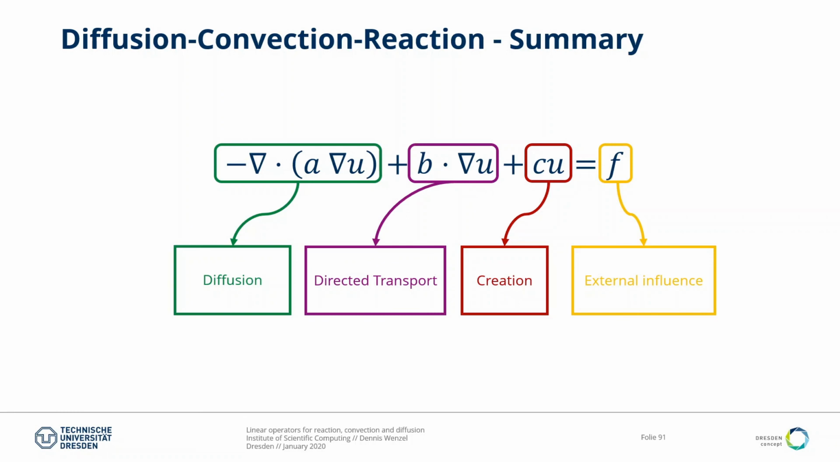So if you think about a chemical reaction, then this first part here makes sure everything is well balanced. This is the swirl that's mixing everything up actively. This is the creation, so the chemical reaction that's happening, and this is putting stuff in from the outside.